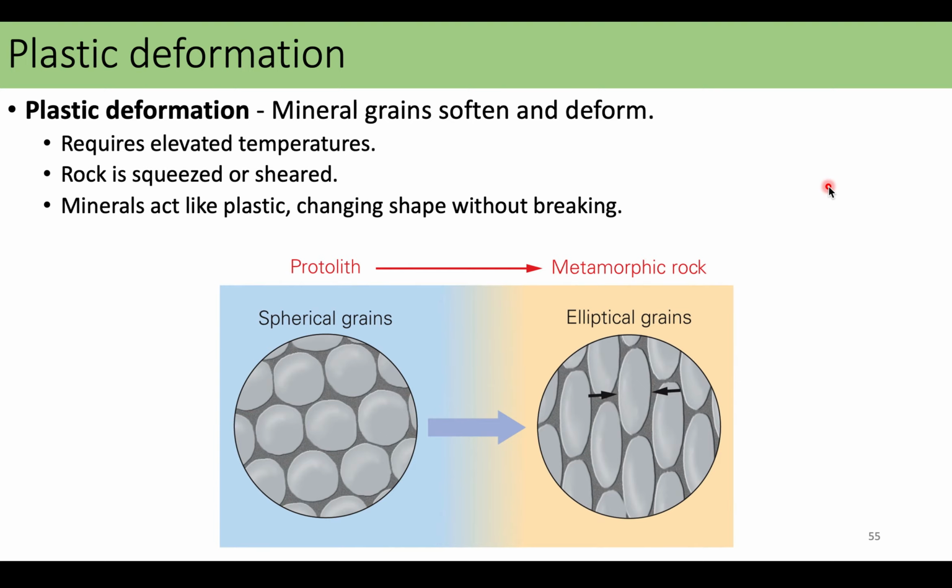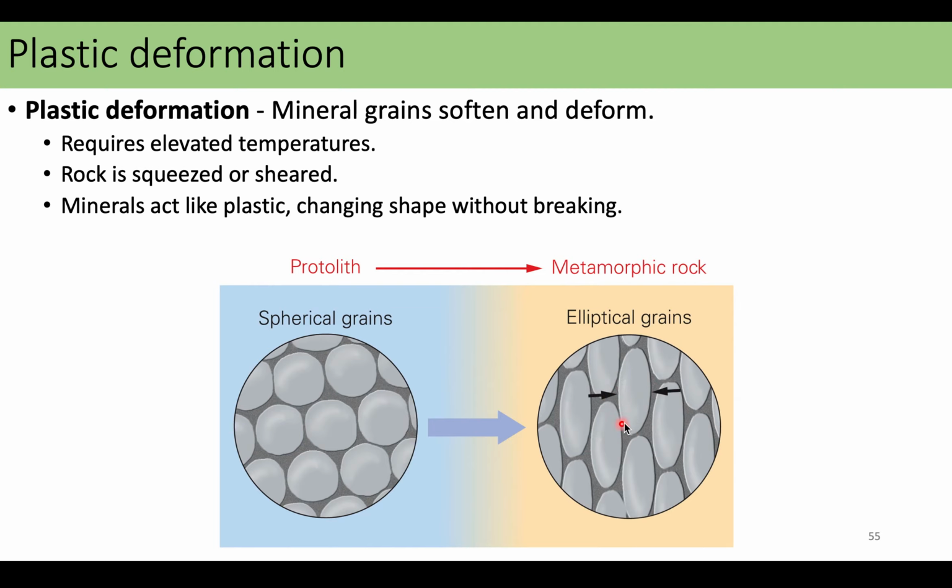We can also see something which we call plastic deformation. This is where the grains in your protolith actually soften. So instead of dissolving and removing this material, like the last example, these grains are just softening and then changing shape. They're softening and then being squeezed due to some compression, so they become elliptical.